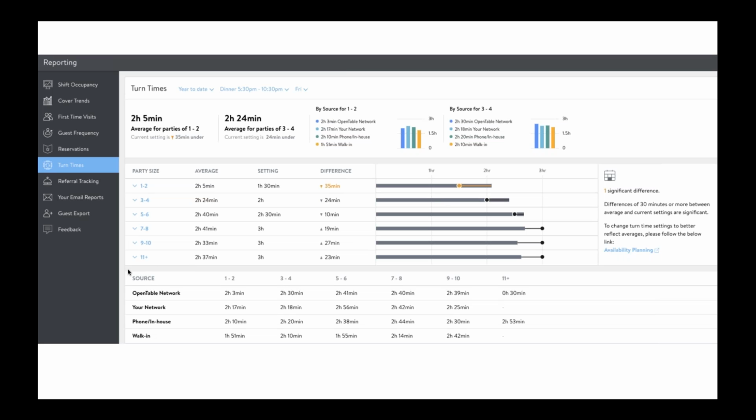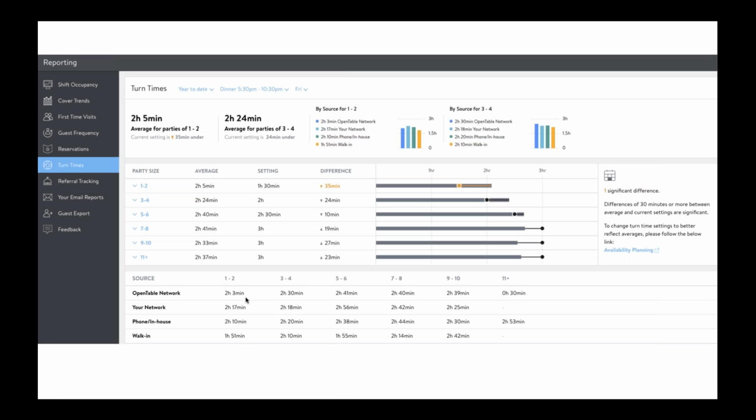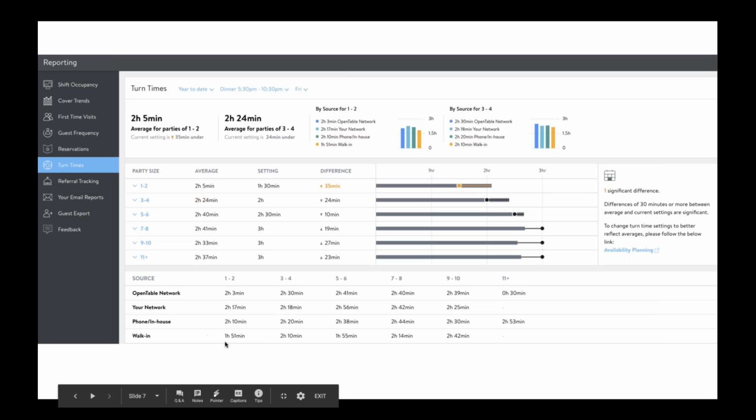All right, and then on the bottom here gives you a quick breakdown of all your party sizes, as well as sources with turn time average. So Open Table Network for parties of 1 to 2 average is about 2 hours and 3 minutes. For your network that you book through your website, about 13, 14 minutes longer. Phone reservations, again, 7 minutes longer. Walk-ins, however, are quicker. So walk-in customers tend to get here and get out about 12 minutes earlier than actually Open Table Network.